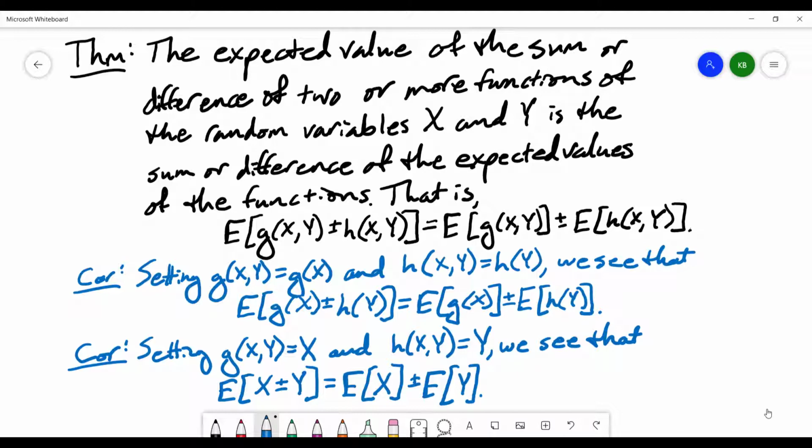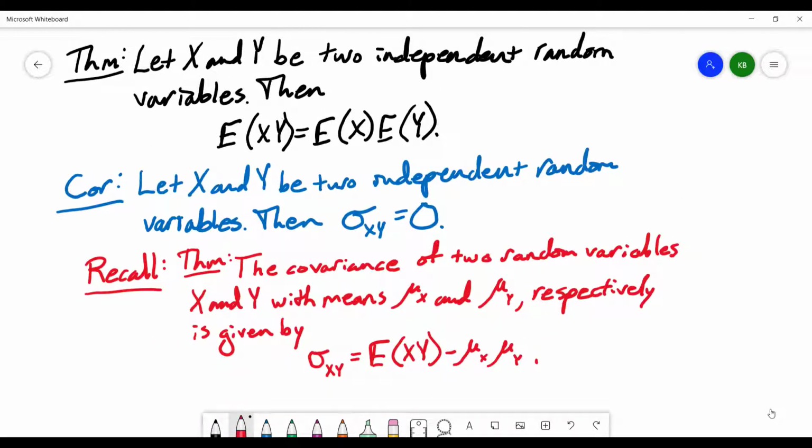Similarly, if we instead say g of xy is equal to x and h of xy is equal to y, then we see that the expected value of the sum or difference of our two random variables x and y is equal to the expected value of the random variable x plus or minus the expected value of our random variable y. Now we also have a result for the product of two random variables.